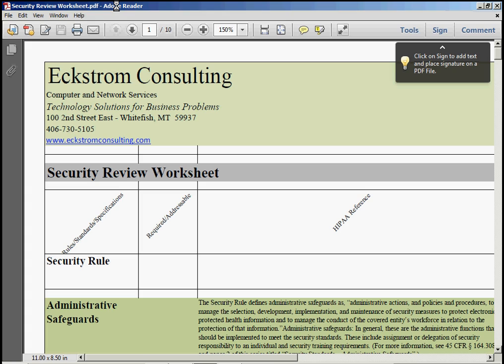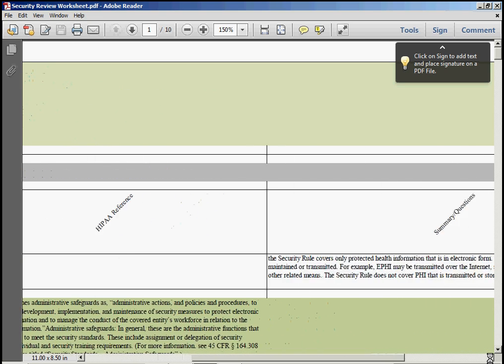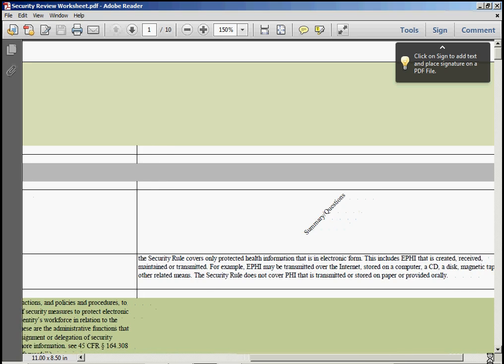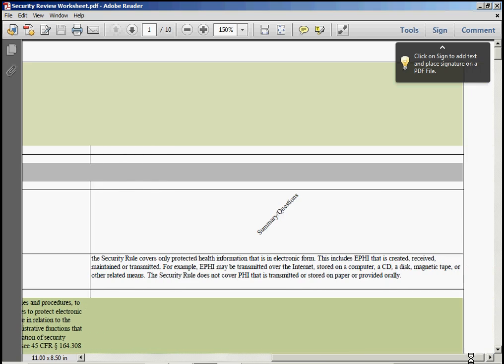First off, you'll see this row here. This is where we have all of our headings. This column is the rules, standards, and specifications column. This next column over shows whether the rule or the measure is addressable or required. Then you have your HIPAA reference, which is the actual text of HIPAA. And then the column farthest over holds our summary questions. These are the questions that you would be asked if you were doing this assessment.